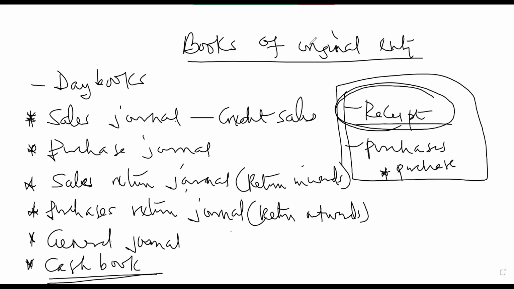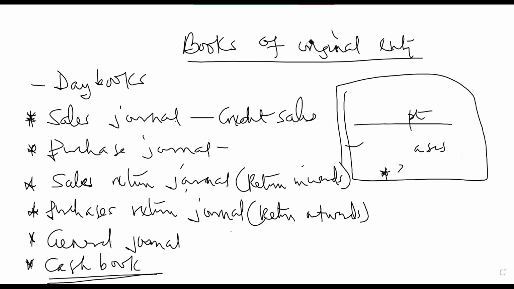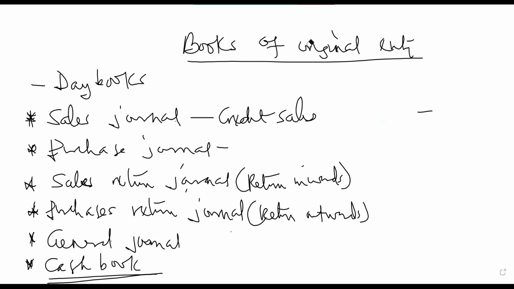Okay, let's come to the purchases journal. What will be recognized in the purchases journal? Credit purchases. Okay, so credit purchases. Okay, what about the sales return journal? What will be recorded there?